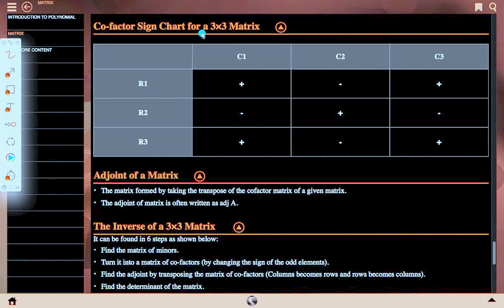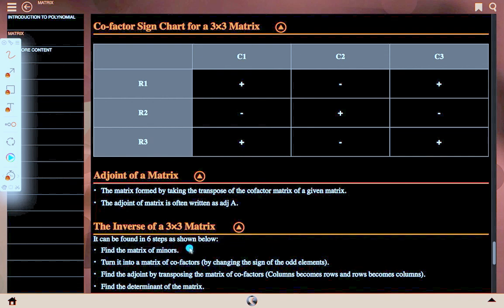Cofactor sign chart for a 3x3 matrix. Now, C1, C2, C3, R1, R2, R3. See here, C1 and R1 comes into plus, then minus, plus, minus, plus, minus, plus, minus, plus. In this way, we can say that this diagonal is plus, and this diagonal is also plus. Adjoint of a matrix: the matrix formed by taking the transpose of the cofactor matrix of a given matrix. The adjoint of a matrix is often written as ADJ A.